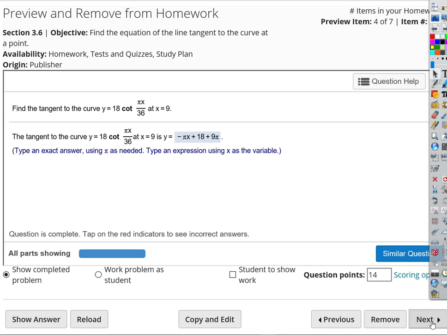Okay. Get something different. This is slightly different, this next one. Okay. That looks more normal, right? I'm just going to take the derivative, evaluate it at 9 to find the slope. Evaluate the function at 9 to find y. I got a point and the slope.